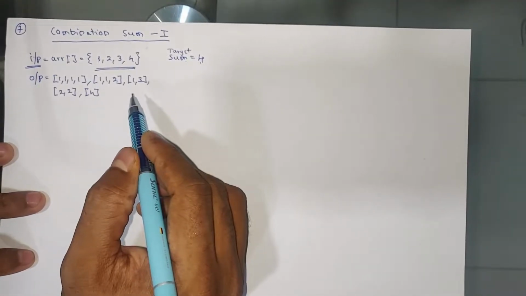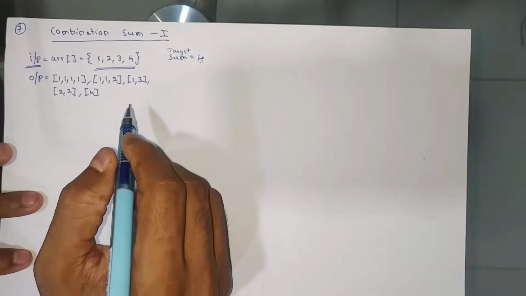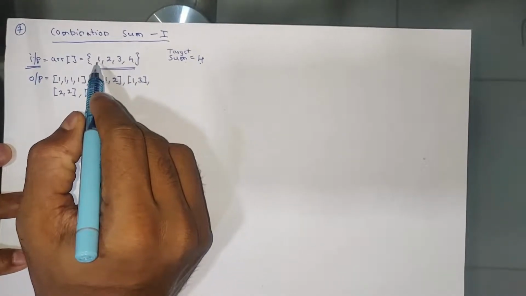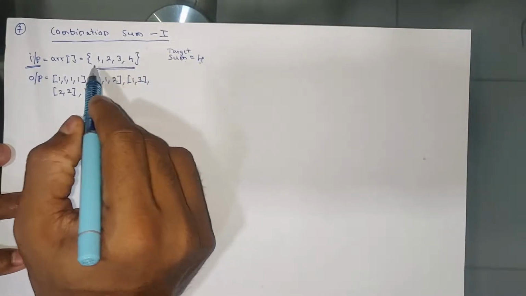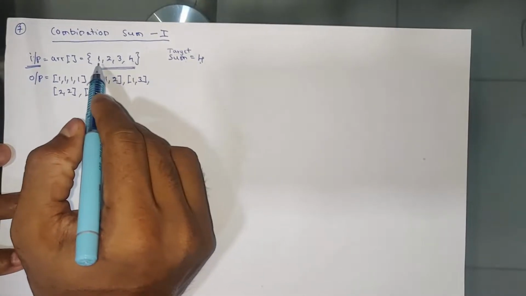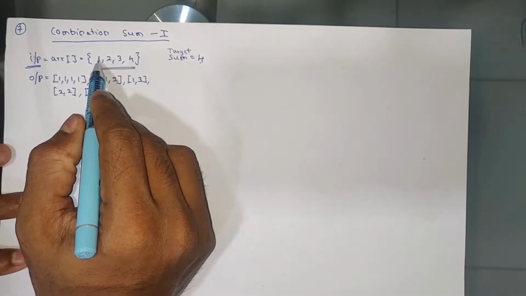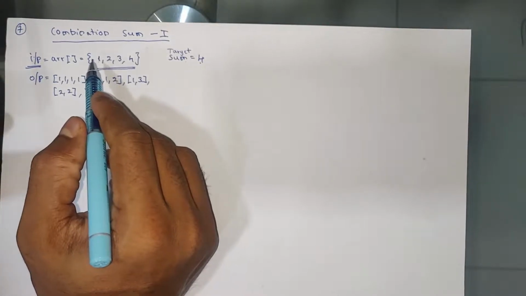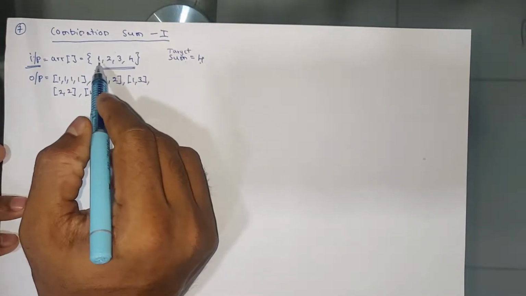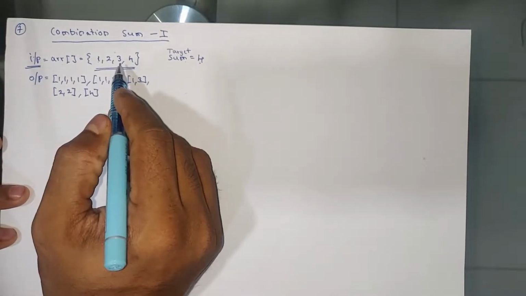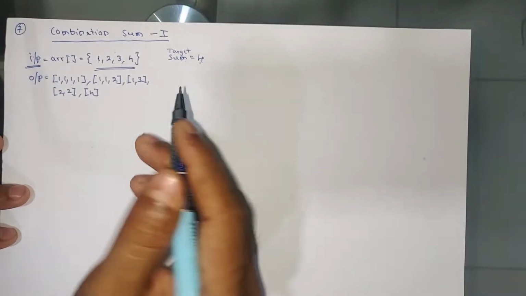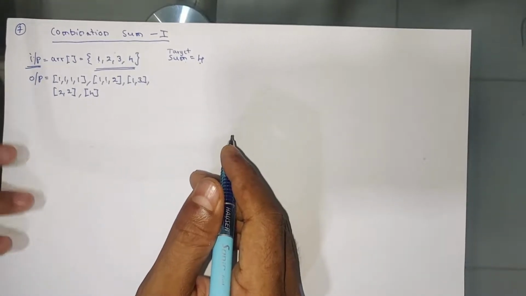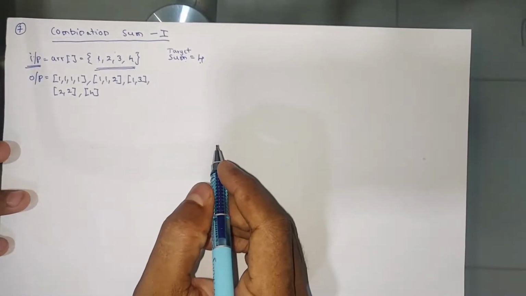So I hope you got the problem statement here. One thing to note here is you are allowed to take multiple instances of any element in this array, right? You can take one instance of one, or you can take 2, 3, 4 instances of one, or in fact any of the elements in the given input array. So this is the key thing to note here, right? So let's proceed with the recursion tree.